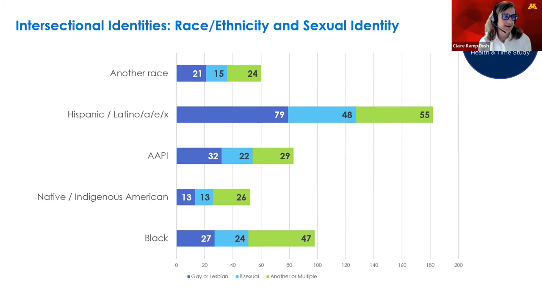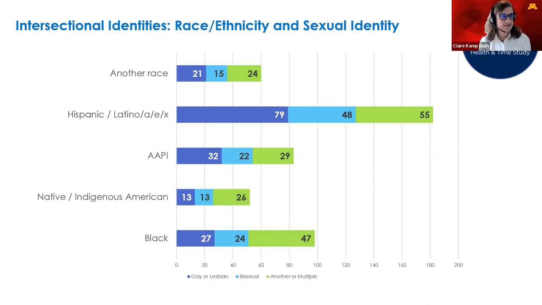For our Hispanic, Latino, Latina, Latine, Latinx sample, we have over 150 people who endorsed that they were not heterosexual. For our Asian American Pacific Islander sample, we had over 80 folks. For our Indigenous sample, we had about 50-ish. For our Black sample, we had almost 100. And for another race, we had around 60.